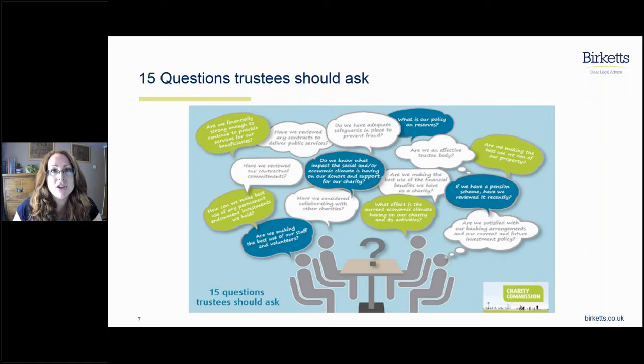Not every question is relevant to every charity, and of course you can skip over those that are less relevant to you, but it just provides prompts on really bigger picture, strategic sorts of things that you should be looking at when you're considering the effectiveness of your charity and whether or not the way that you are operating is still appropriate for your strategic aims and objectives.